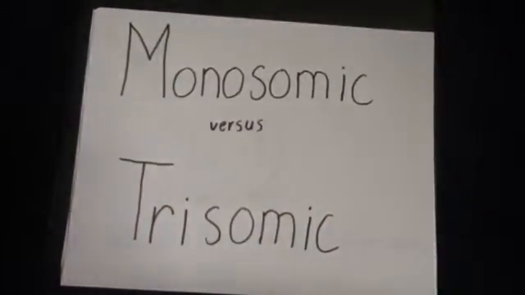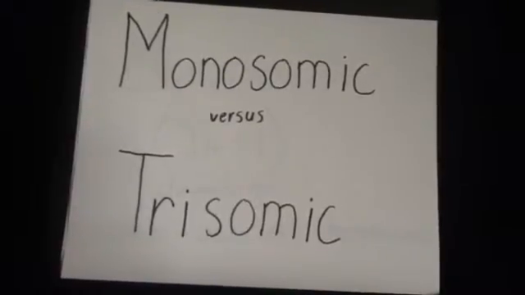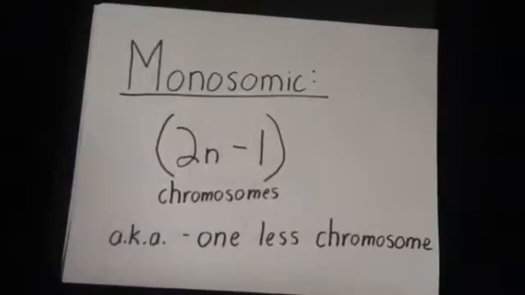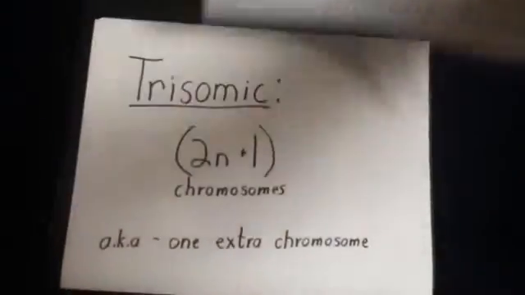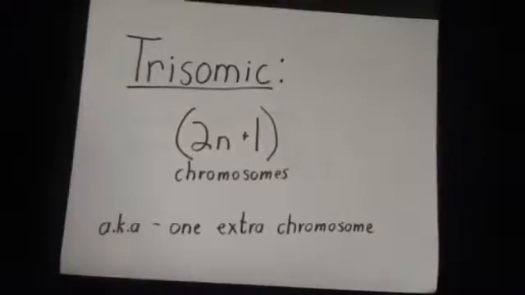On to monosomic versus trisomic. Monosomic is when fertilization involving a gamete that has no copy of a particular chromosome leads to a missing chromosome in the zygote, or 2N-1. That gives you 1 less chromosome than what you should have. Now, trisomic is the exact opposite. Trisomic: if a chromosome in the zygote is triplicate, the cell has 2N plus 1 chromosomes.